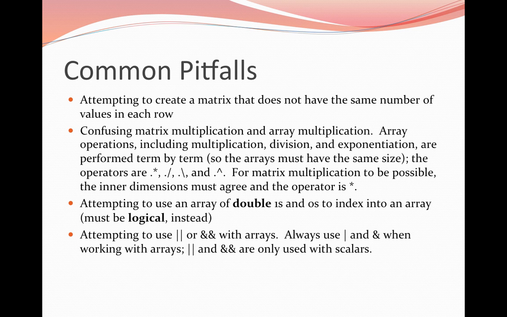Another common pitfall is attempting to use an array of double ones and or zeros to index into an array. It can't be the type double, it has to be the type logical, which is what you would get if you used one of the relational operators. Another potential problem is attempting to use the scalar and operator with arrays. You always have to use the single vertical line and the single ampersand when working with the arrays. The double vertical line, the double ampersand, those are only used with scalar operands.